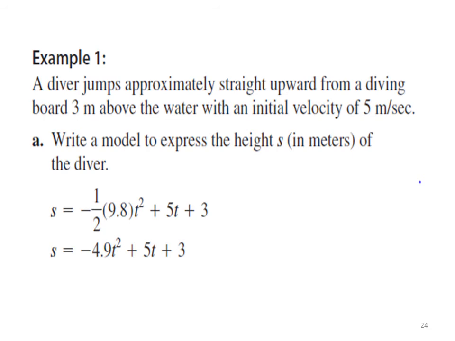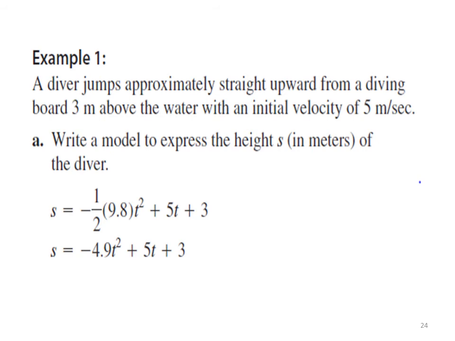Here is an example of using a second degree equation to describe motion. We have a diver that jumps approximately straight upward from a diving board 3 meters above the water with initial velocity of 5 meters per second. Then in the problem we're given that the initial height is 3 meters, the initial velocity is 5 meters per second. We want to write a model to express the height. Here, since the units are in meters, we want the height to be given in meters of the diver.